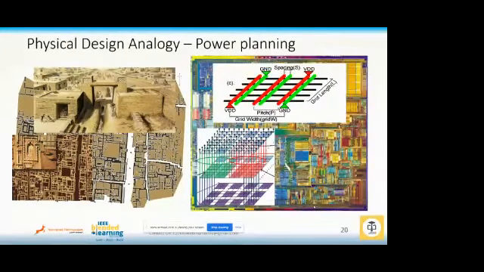Similarly, when you look at a city, you'll also have to look at where the maximum usage of water and sewage will be. You will have to provide bigger channels there, things like that. So it's similar to power. You can think of power supply as a water supply and ground as sewage channels. So similarly, you have to plan for an SOC how you supply the power and ground.